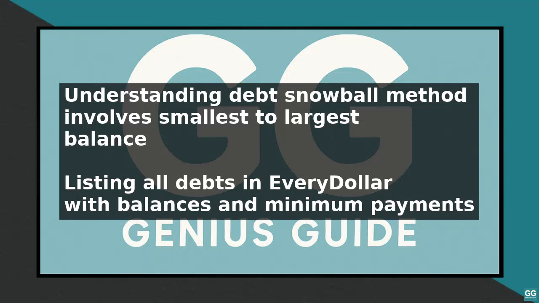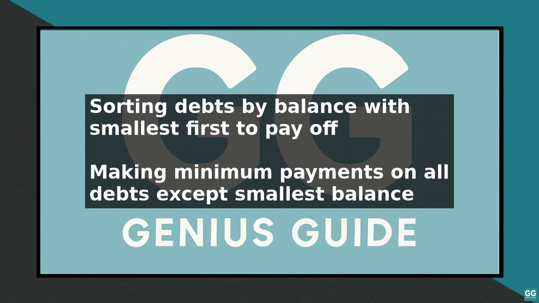To reconcile your EveryDollar debt snowball, start by understanding the debt snowball method, which involves paying off debts in order of smallest to largest balance. First, list all your debts in EveryDollar, including credit cards, loans, and other debts, along with their balances and minimum payments. Next, sort your debts by balance, with the smallest balance first. This is the order in which you will pay them off.